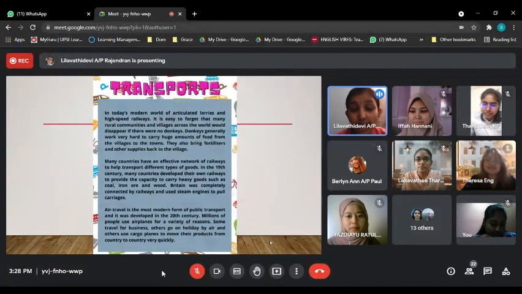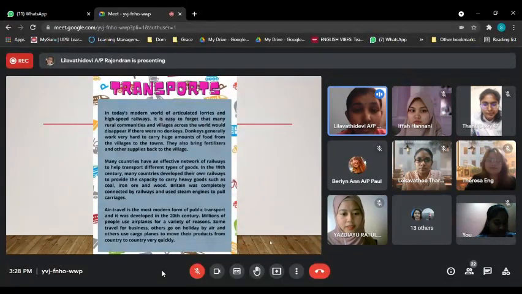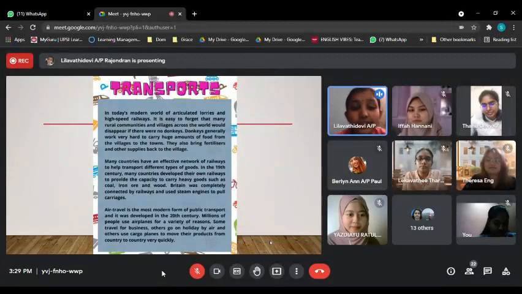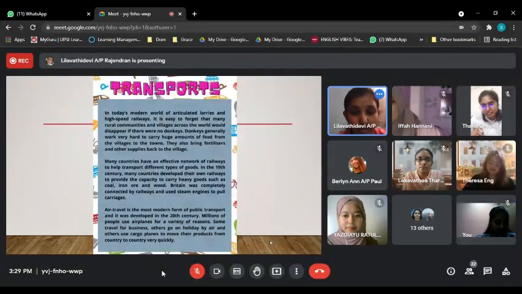So anyone else want to add to what Teresa said? Did you find anything else about donkeys? No, teacher, it's the same. Okay, good. Thank you. So, moving on to the second paragraph. Who can tell me what are the specific details that you found about railways?